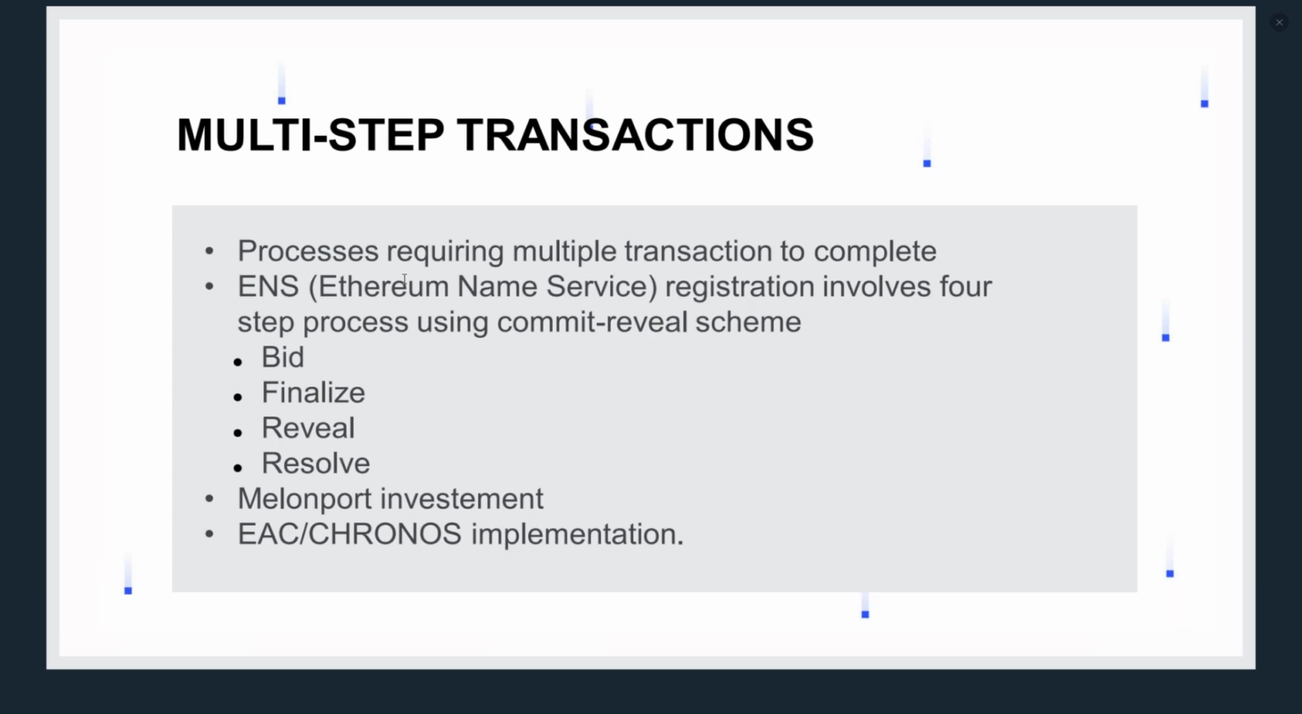Now, it's tricky because if you do not reveal your bid, you cannot get the name. So if it's a name you really wanted and you do not reveal your bid, you've definitely lost out on that name. Now using EAC, you would be able to schedule all your transactions. Once you bid, you're able to get the address you need to send transactions to, and you set up your finalize, reveal, and resolve transactions. Then without you worrying about it anymore, all those transactions will go through, and you only wake up to having your ENS name configured and ready to go.